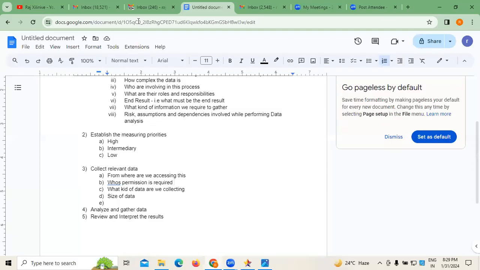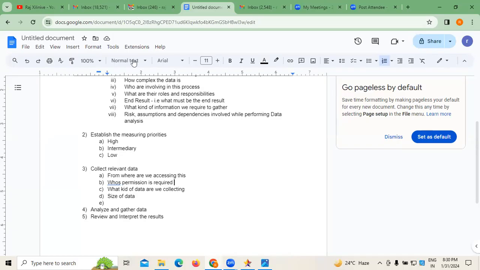If you don't know the people who are going to provide you the permission to collect the relevant data, then there will be no value for the authenticity. So if you want to know about the authenticity, we must know whose permission is required here. This is also one of the key elements we have to focus on.